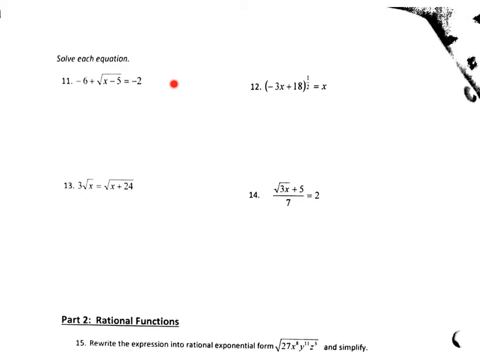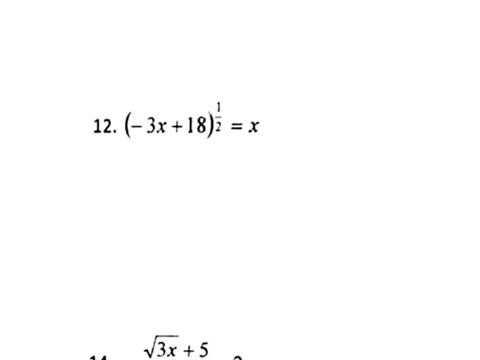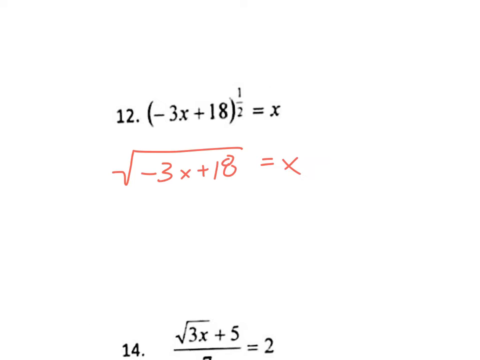Now with solving each equation on the next page, we're solving for x in every one of these. So let's take a look at number 12 here. If we want to figure out what x is, I'm going to rewrite it first. Hopefully you remember that anytime something is raised to a 1/2 exponent, it's the same thing as a square root of negative 3x plus 18. And we know to get rid of a square root, we're going to have to square both sides, which gives us negative 3x plus 18 equals x squared.